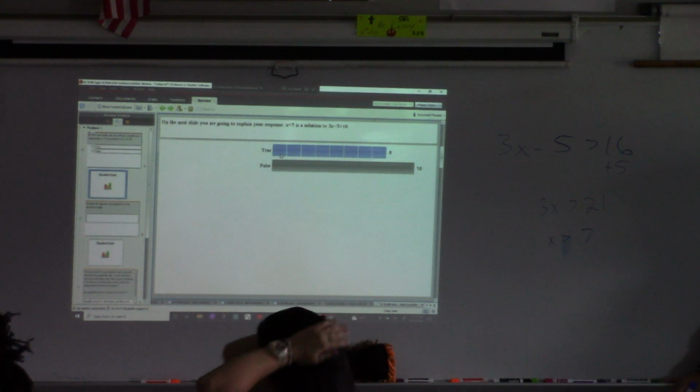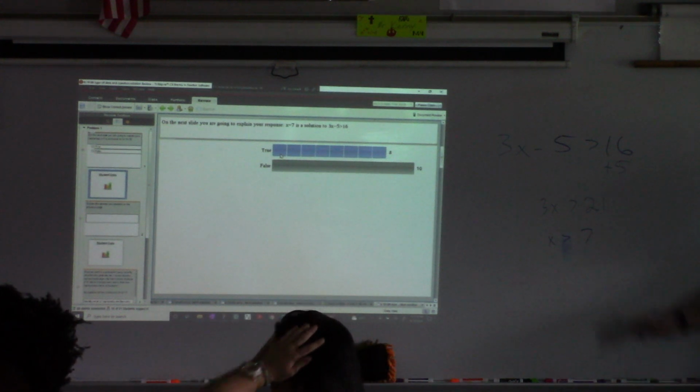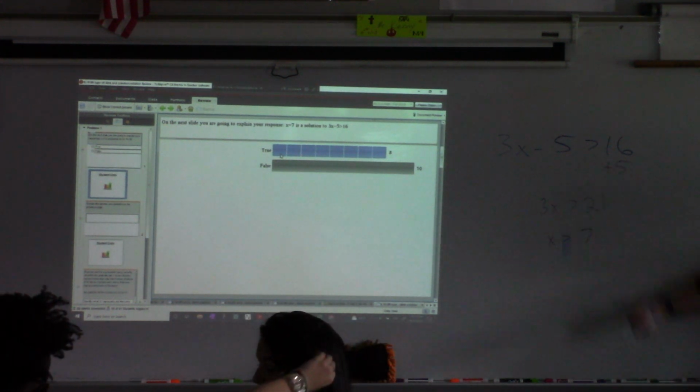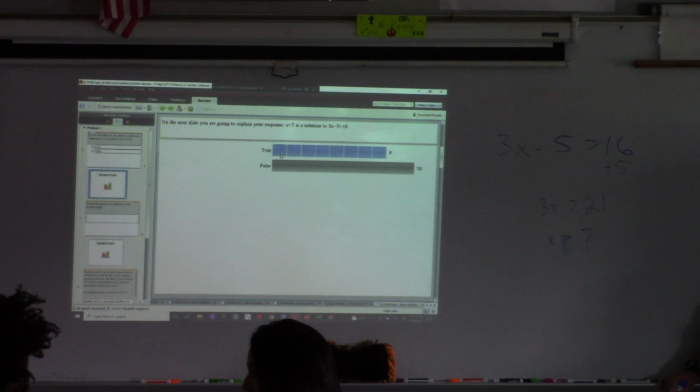So you took some algebraic steps there to work this inequality out. Does this inequality agree that x equals 7 is a solution? No. Why not? The answer has to be greater than 7. Is 7 greater than 7? No. So it's false. Did anybody discover an easier way to realize that it was false?